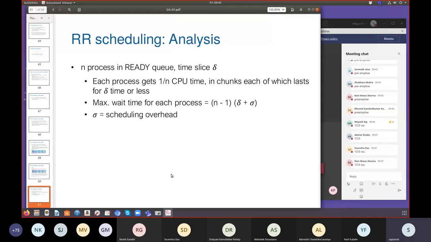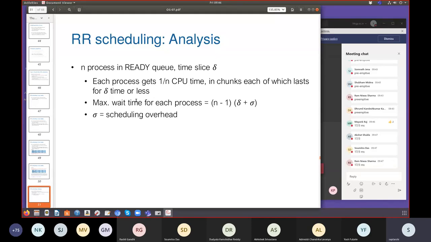Now a bit of analysis of this round robin scheduling. Suppose there are n processes in the ready queue and the time slice is delta. Now you can say that each process gets 1 by n CPU time on average, in chunks, but this 1 by n CPU time may not be obtained together. It may be obtained in chunks, and each chunk lasts for delta time or less.